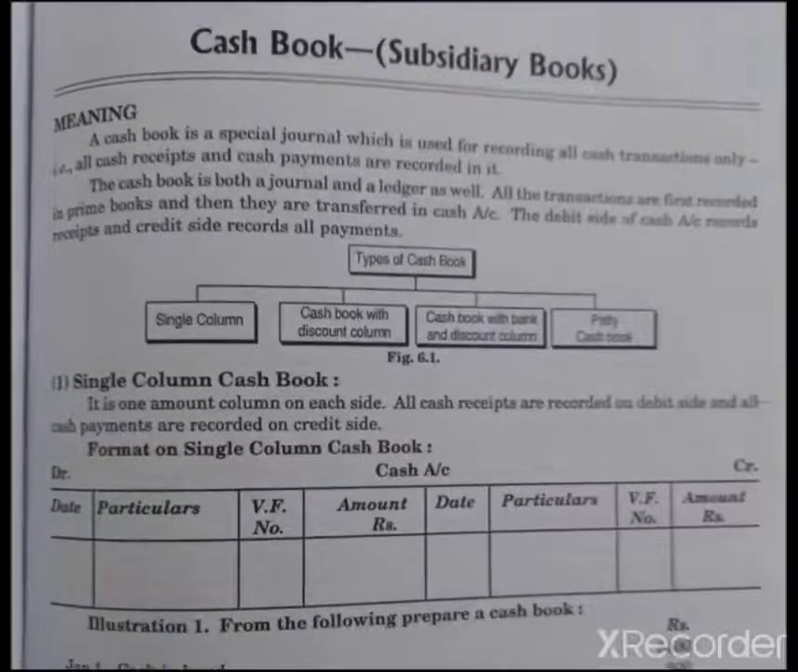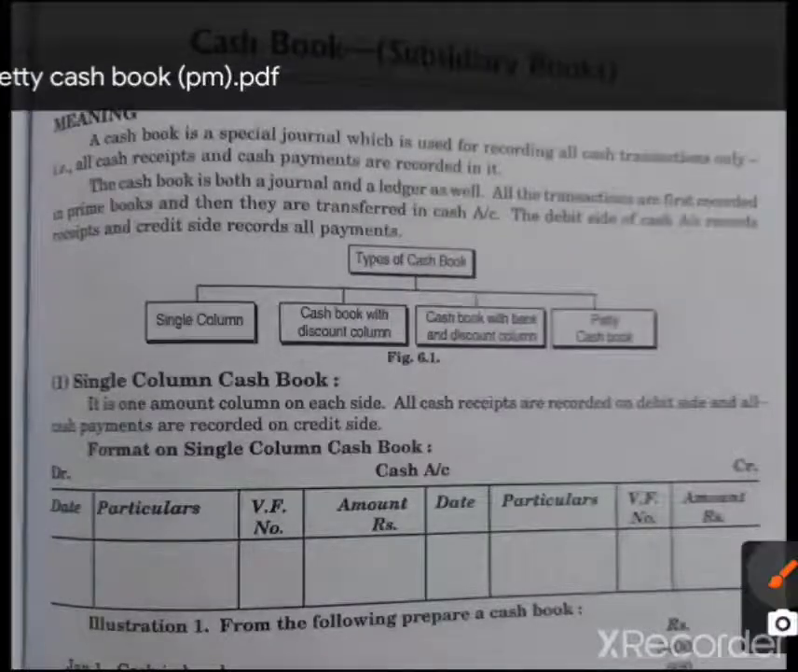Now here in the single column cash book you can see the format. You can see here the debit side: date, particulars, folio number, amount. Here the amount will be written. In the single column cash book there is no difference. It works the same as a ledger. The rules are the same as those of a ledger.